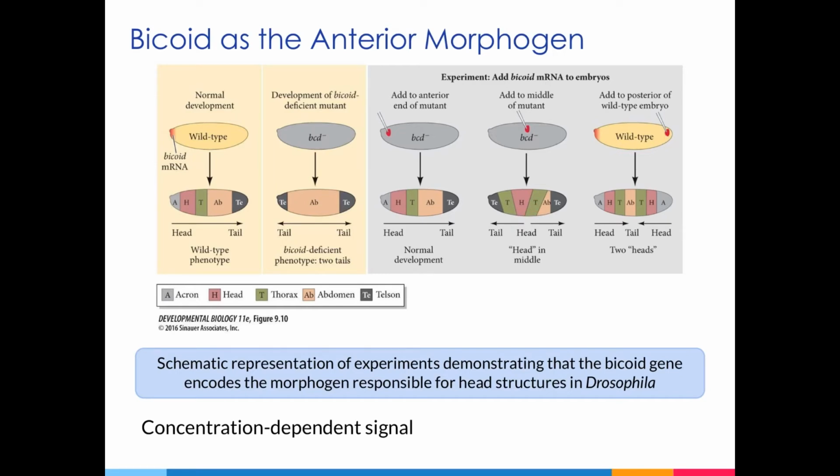Finally, if bicoid is injected into the posterior of a normal, wild-type embryo, a second acron forms followed by a head and a thorax. And an acron can form at the site that usually becomes a tail because the signaling pathway needed to form the acron is the same as the one that is needed to form the telson.